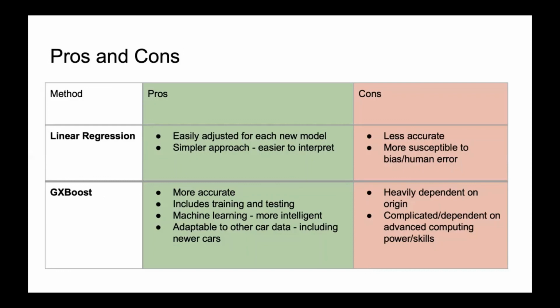For the XGBoost, it was more accurate. It included training and testing, and it uses a more modern machine learning approach that is more adaptable to cars, including newer cars. However, the XGBoost is heavily dependent on the origin predictor, and it's also complicated and very dependent on advanced computing power.